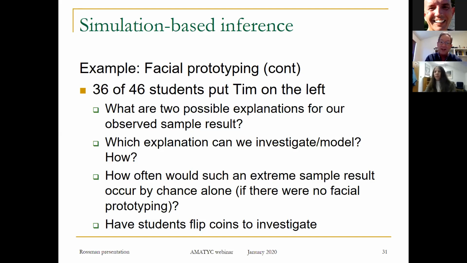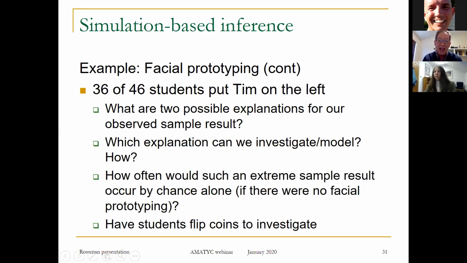So what do we do with that? Well, I asked students, what are some explanations for that result? And that's a tough question. I have to do a little bit more guiding to get them to go where I want them to go with that question. But eventually what I'm looking for is, well, one explanation is facial prototyping is real. People do tend to associate the name Tim with the face on the left. Another possible explanation, which is a tough one for people to think about, is that it could just be random chance. Maybe there's nothing to this facial prototyping theory. People are mentally flipping a coin to decide whether to say Tim's on the left or Bob's on the left.